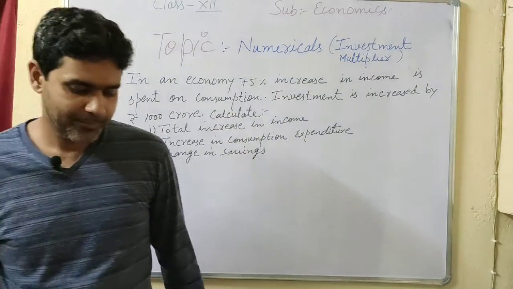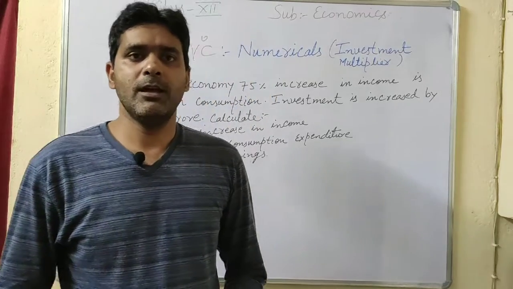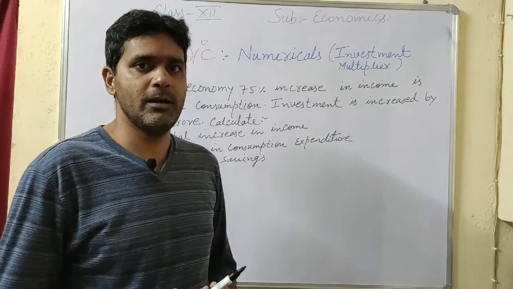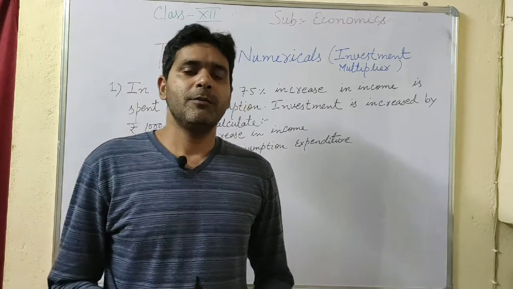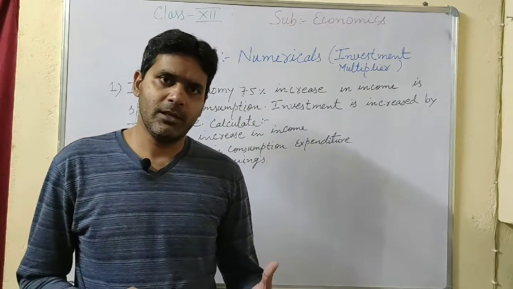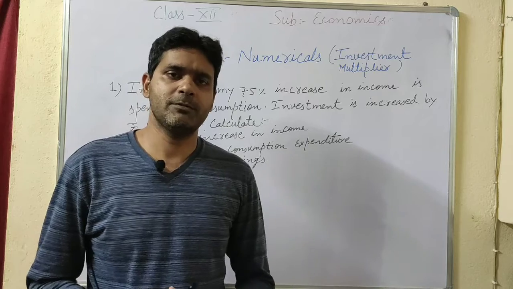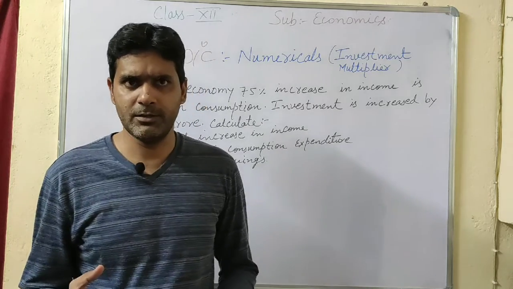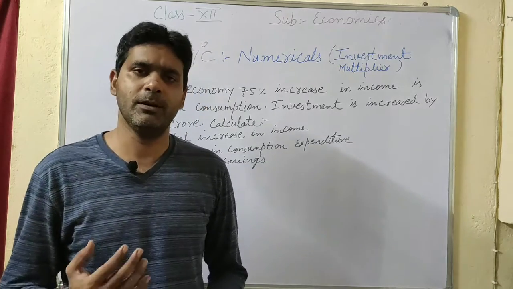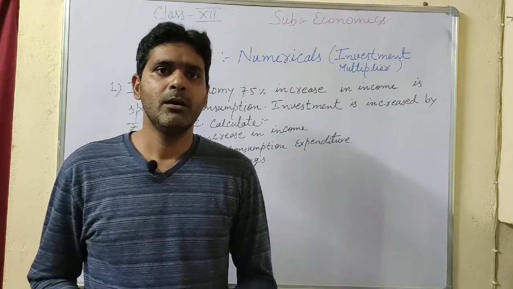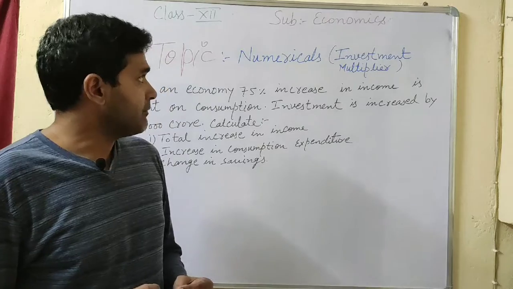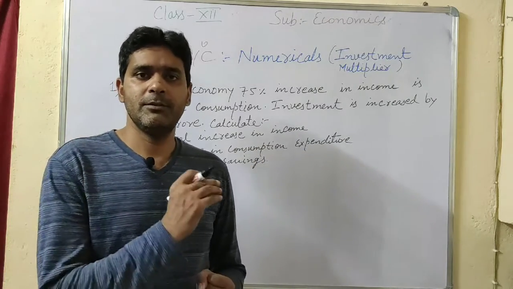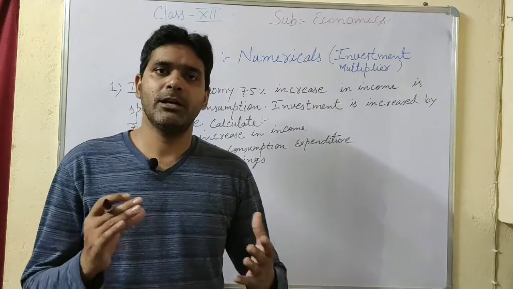Hello students. In our previous class we explained the concept of investment multiplier. We have also explained its functioning and working, and its relationship with marginal propensity to consume and marginal propensity to save. Now it's time to move on, and today we are going to deal with the numericals based on the investment multiplier.